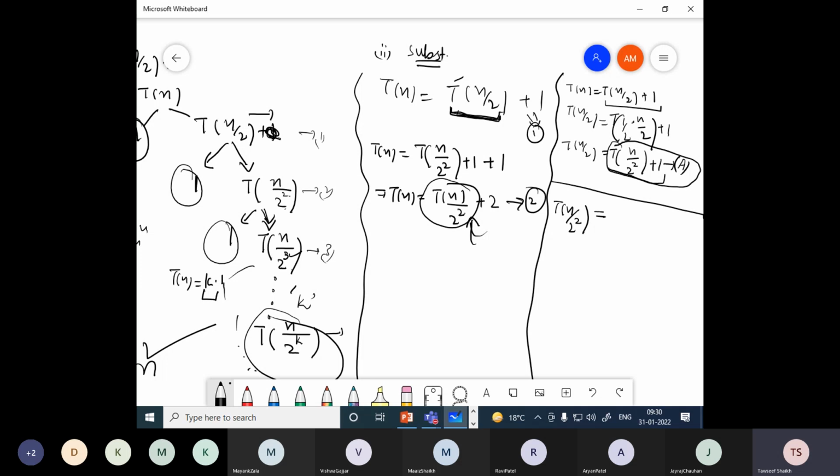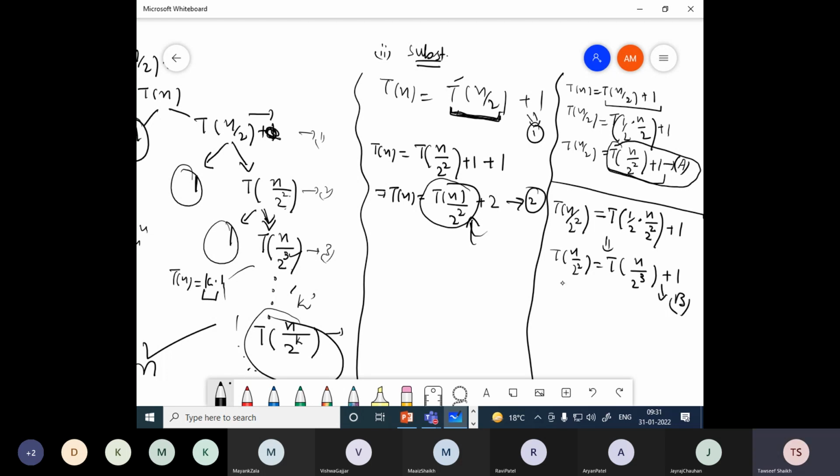So again, I will go to equation 1. In place of n, now I have to substitute n/2². Already 1/2 is its multiplier, the factor by which it is multiplied, and in place of n, I simply substitute n/2². And then comes the 1 of this equation itself. No rocket science. T(n/2²) is again equal to T(n/2³) + 1. Mark it as equation B.